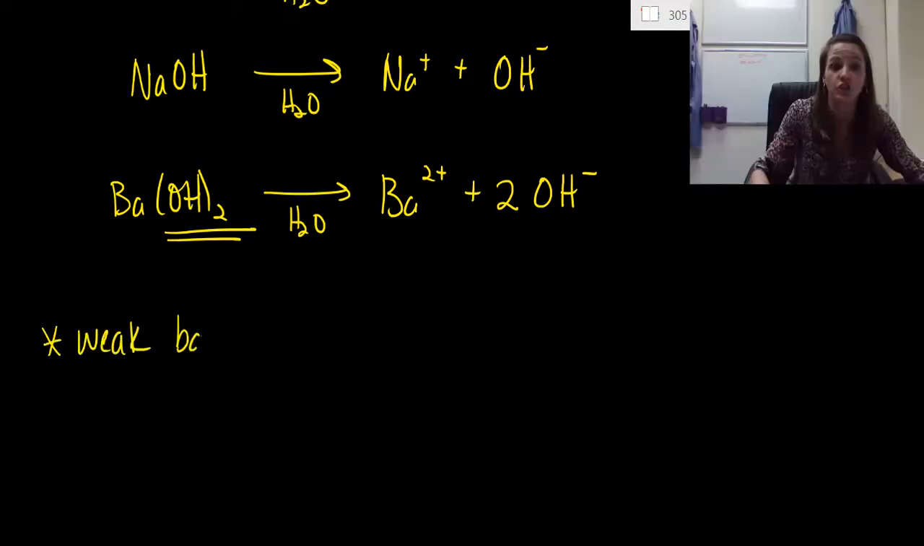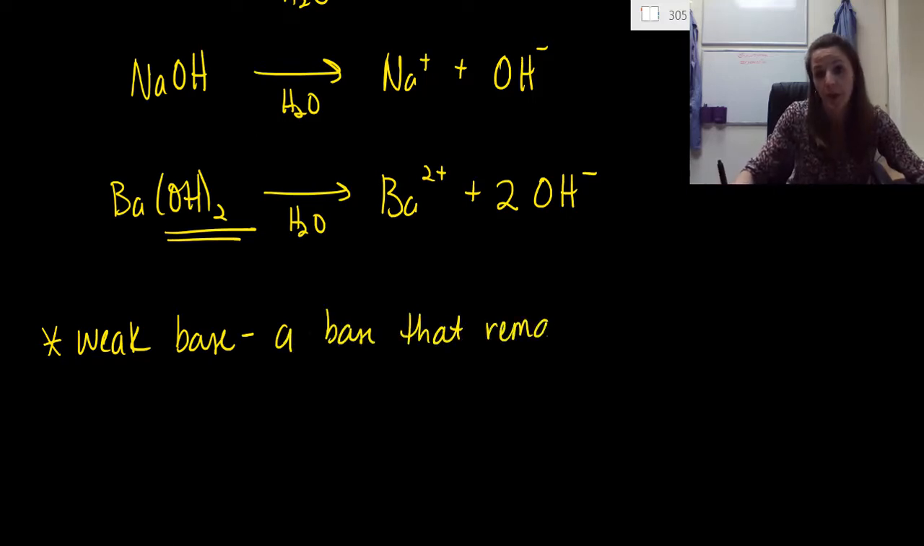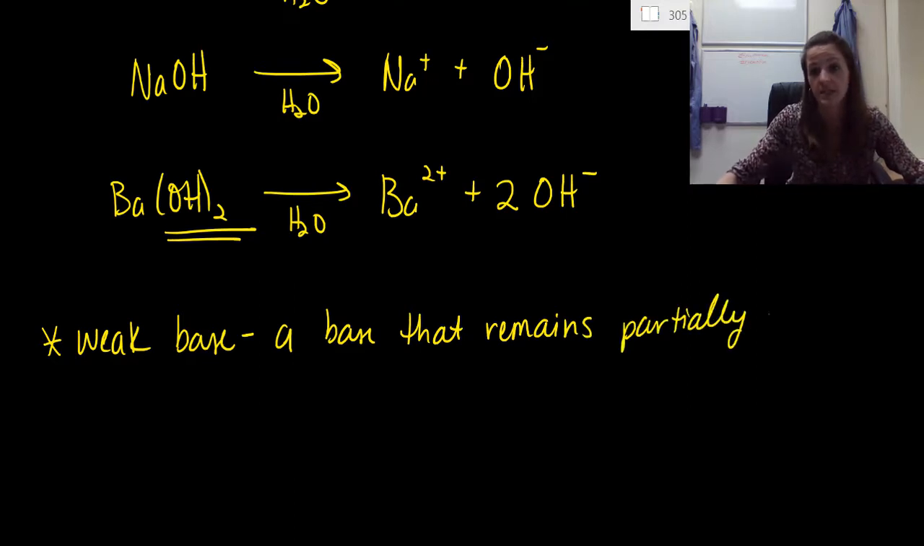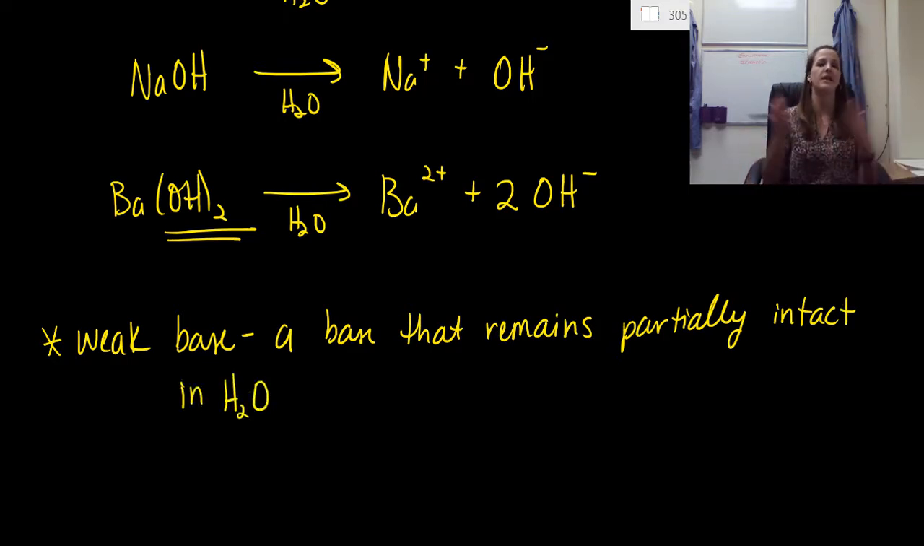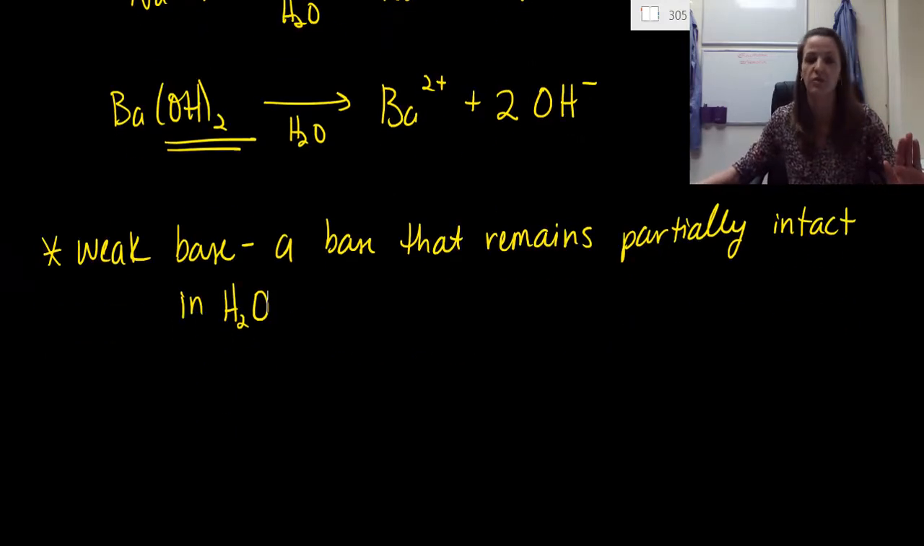So a weak base, just like with a weak acid, is a base that remains partially intact in water. These are always in water. If we change the solvent to benzene, toluene, DCM, something like that, it's not going to work. They're going to have completely different properties.